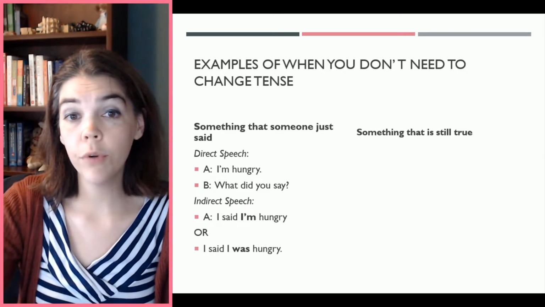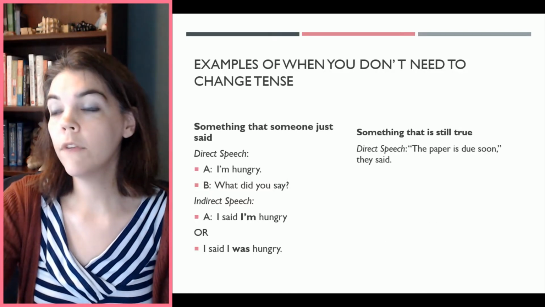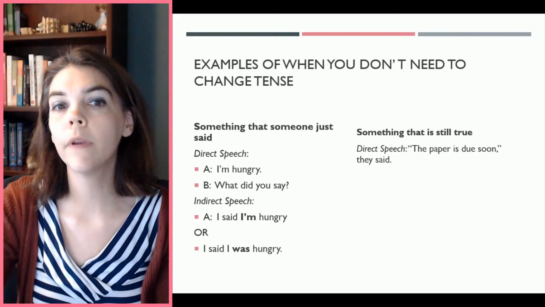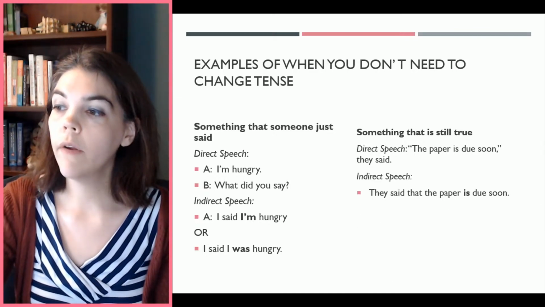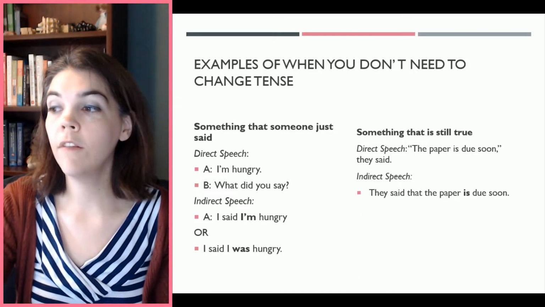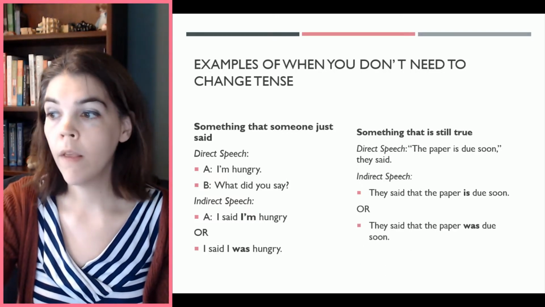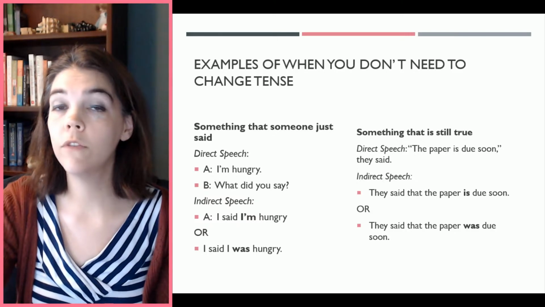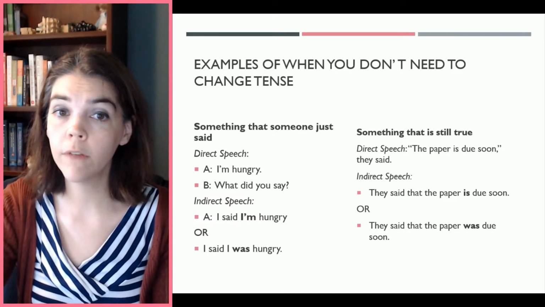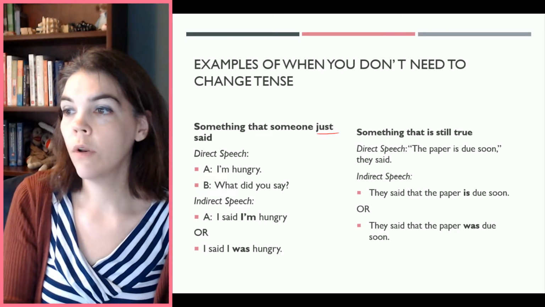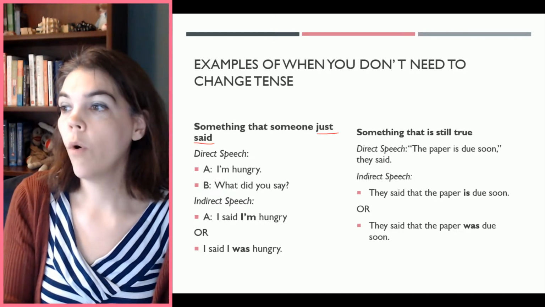Something that's still true. So if the direct speech is the paper is due soon, they said. Maybe a group is working on a project. Our indirect speech would be they said that the paper is due soon, or they said the paper was due soon. Both of those are possible. Okay, so again, the situation was someone just said it, or it's still true.